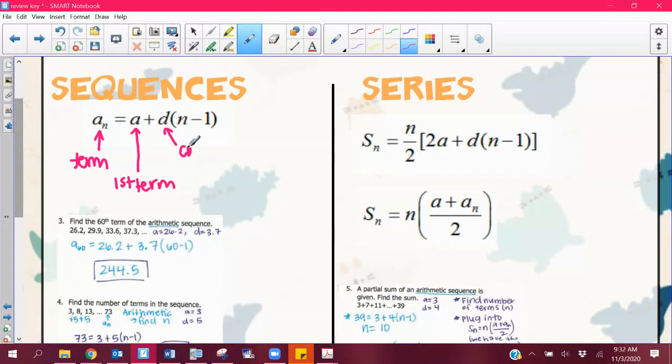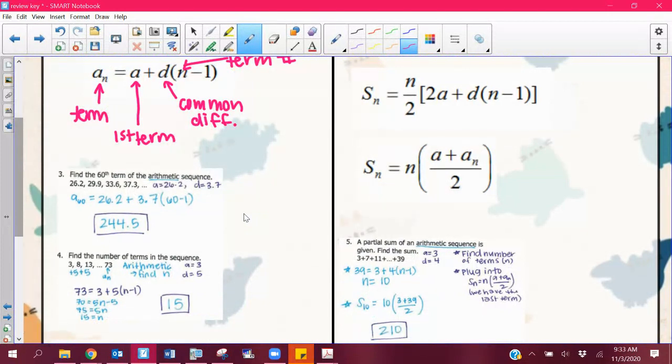This is your common difference. Remember, that's what you're adding or subtracting every time. It's kind of like the slope of the equation. And then this, again, is your term number. So to find the 8th term in the sequence, you would need to use the number 8 here. Okay, so that's the a sub n formula, the nth term formula.